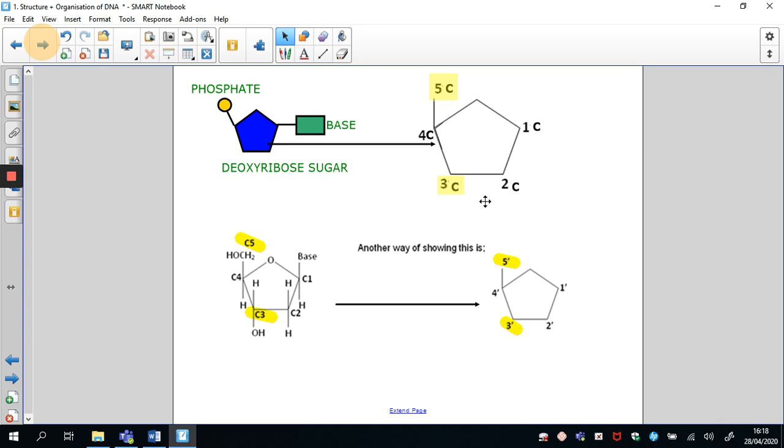Now, both of these diagrams are just taking out all the complicated chemistry and putting in a number. So there's the first carbon, the second, the third, the fourth, the fifth. This one, instead of putting the C for carbon, has a wee dash at the top. We would say that as 1 prime, 2 prime, 3 prime, 4 prime, 5 prime. So, bearing that in mind, when we look at our house one, this is the 3 prime, and this would be the 5 prime end, where it's joined onto the phosphate.